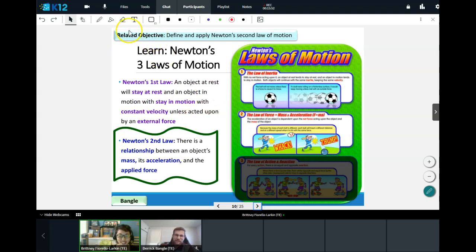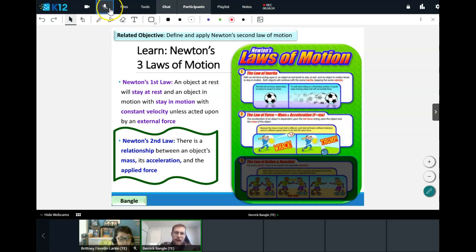Cool. All right. This is going to be related to Newton's laws of motion. Here we go. All right, so moving right along with Newton's three laws of motion, we are starting to learn about the second law. Specifically, the second law says there is a relationship between an object's mass, its acceleration, and the applied force.